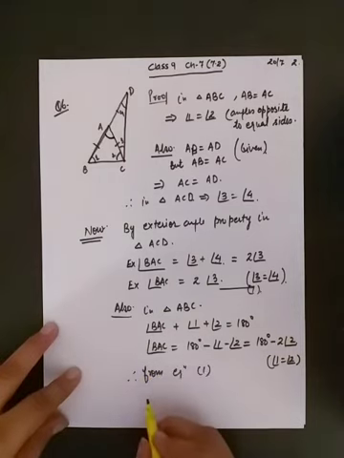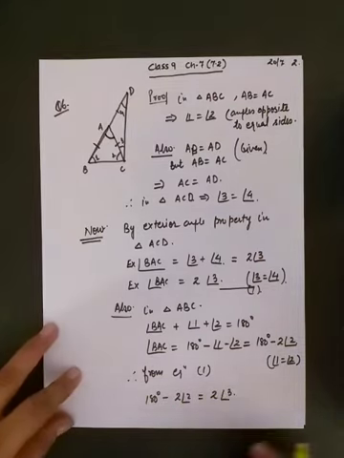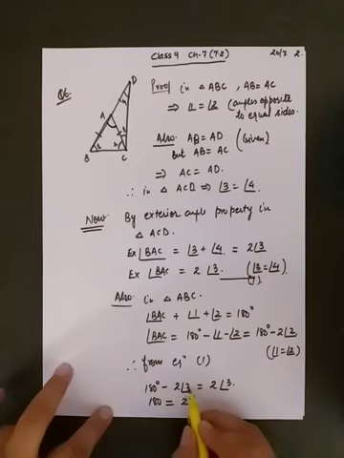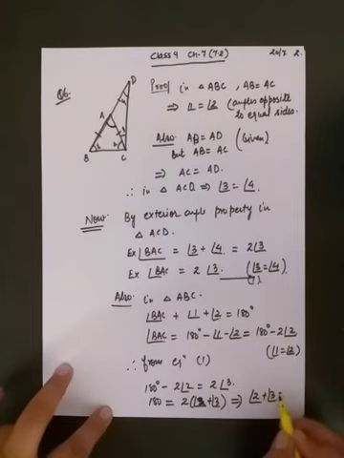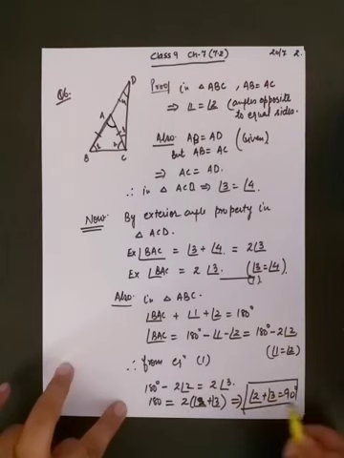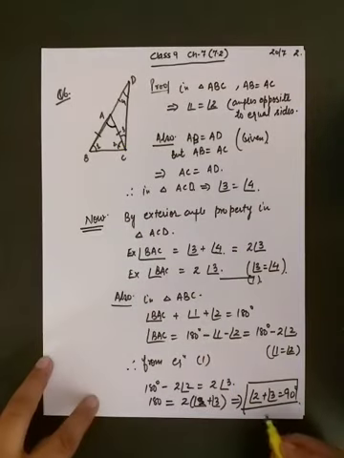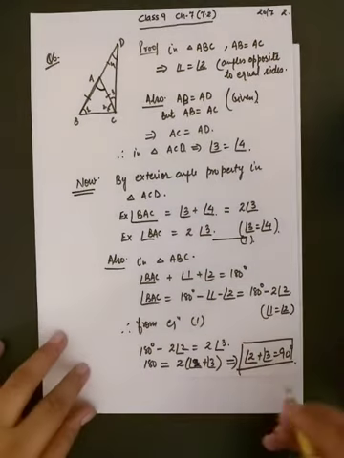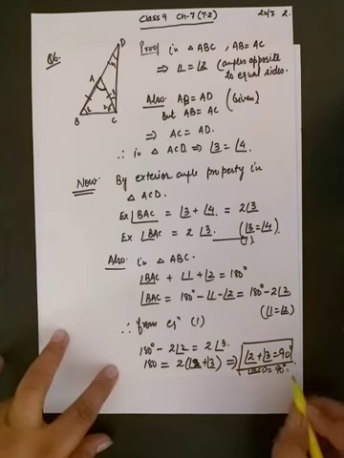we can write 180 minus double of angle 2 is equal to double of angle 3. Now it will be 180 is equal to 2 common, angle 2 plus angle 3, or we can say angle 2 plus angle 3 is equal to 90 degree. Now from the figure you can say that angle 2 plus 3, that is angle BCD, or you can write it as angle BCD is equal to 90 degree, hence proved.